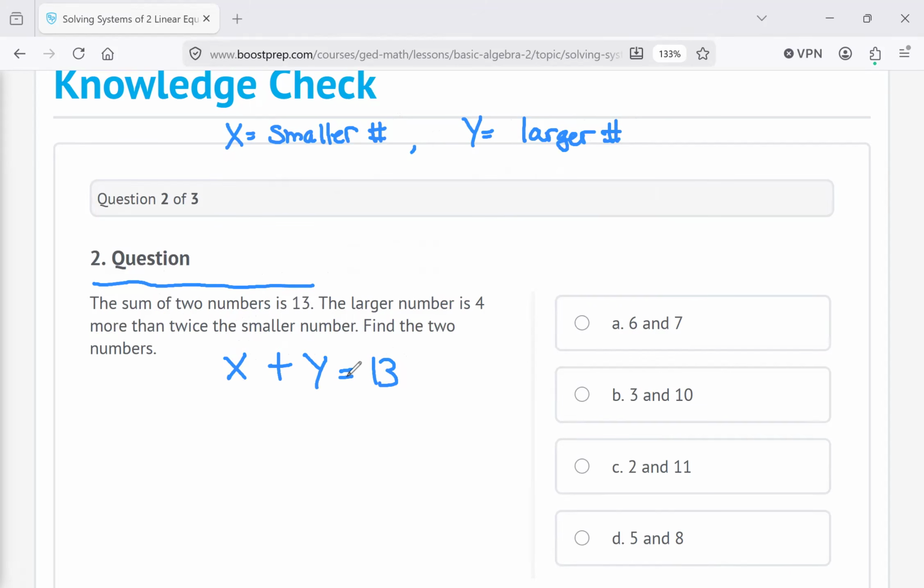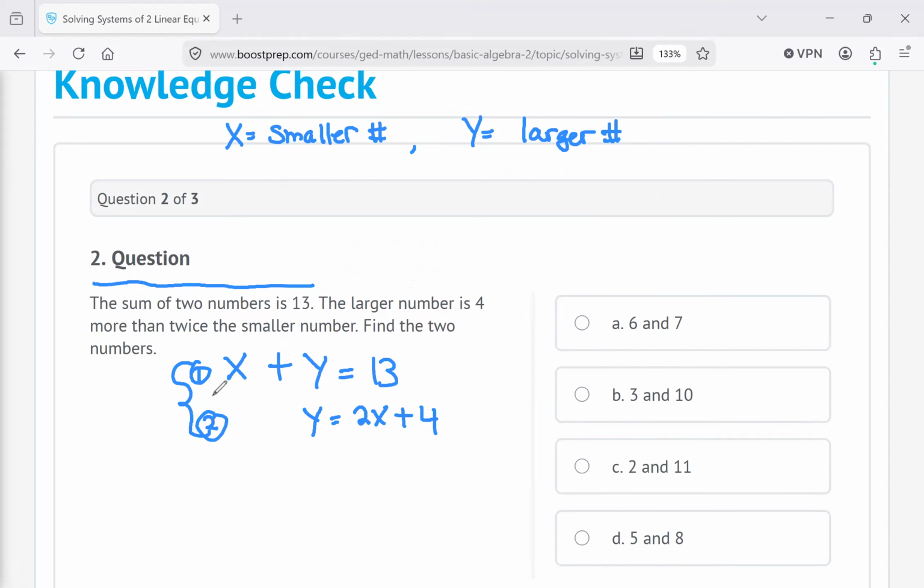Okay, look at the second equation. The larger number is 4 more than twice the smaller number. Wow, that's strange. So what is our larger number? y. So we could say y equals 4 more than twice the smaller number. That's the same thing as 2 times the smaller number, or 2x plus 4, right? Yes. That was a little bit difficult, but you've got to figure that out.